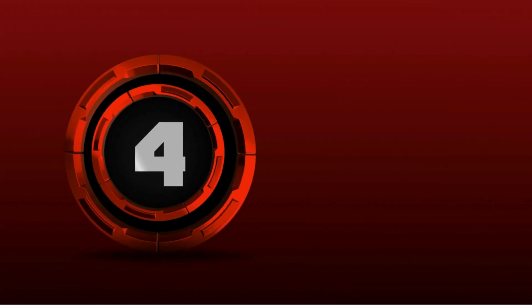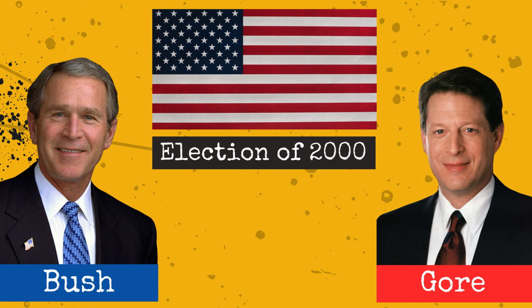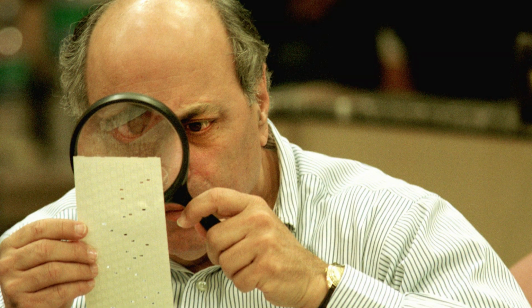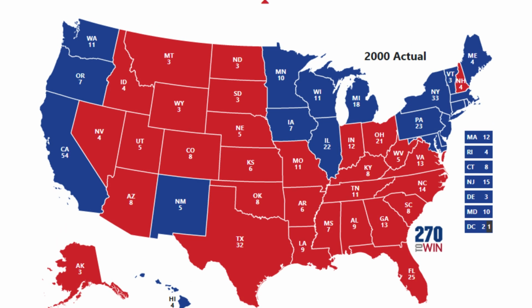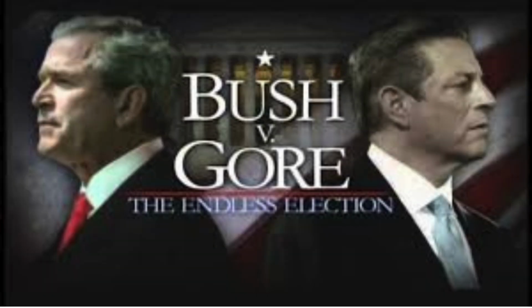Number 4, the 2000 election between George W. Bush and Al Gore. The election was ultimately decided by the Supreme Court more than a month after Election Day. The ruling halted the recount of disputed ballots in Florida. Bush was declared the winner of Florida by a mere 537 votes out of nearly 6 million cast in the state, which gave him the Electoral College victory by a margin of 271 to 266. The 2000 election highlighted issues with voting equipment, ballot design, and the broader process of election administration.